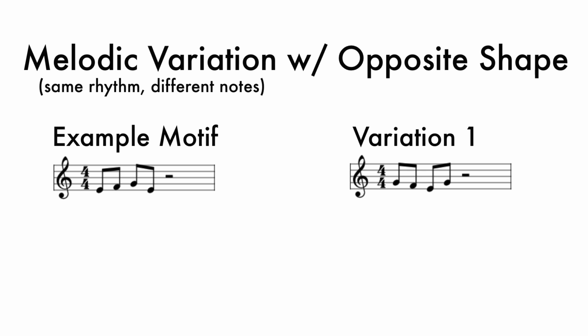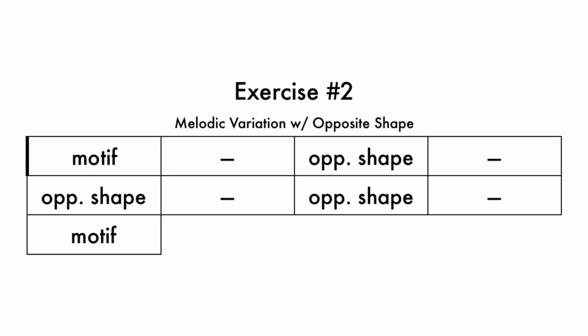So if we turn this upside down, the shape will be 3 notes in a row going downwards, followed by a jump up. And we can use the same basic plan as before, starting with the motif, playing some variations, and returning to the original motif. So here's a demonstration.